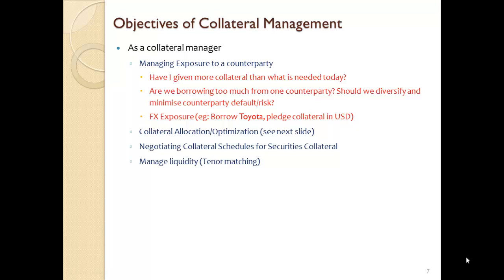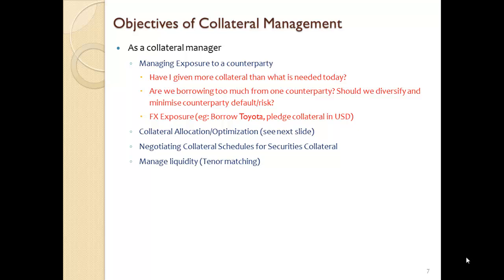Let's look at some objectives of collateral management. Collateral management and securities lending, they both go hand in hand. Both are broad and diverse business areas, so it's not easy to quantify the objectives on a single slide. But at a high level, as a collateral manager, one needs to understand the exposure to a counterparty. Am I giving too much collateral than what is actually needed? Should I bring back the collateral that I have already given? Am I borrowing too much from a single counterparty? Should I diversify and minimize my counterparty risk?